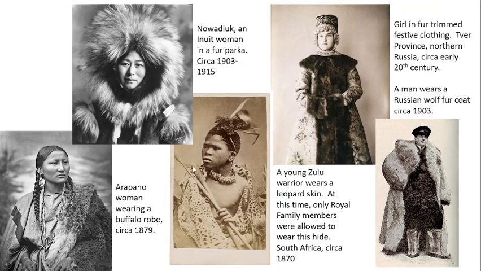As we see down here, a young Zulu warrior is wearing a leopard skin. At this time, only royal family members of the Zulu tribe were allowed to wear this hide. So he was probably a prince or someone of great importance. I don't know who. I couldn't find out who exactly it was. But the fact that he has that leopard skin, and the fact that his photograph was being taken at a time when not a lot of photographs were being taken, shows us that he was probably a person of great importance.